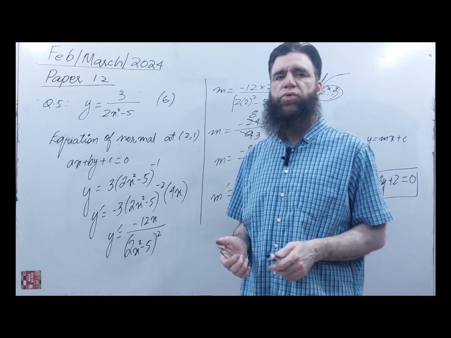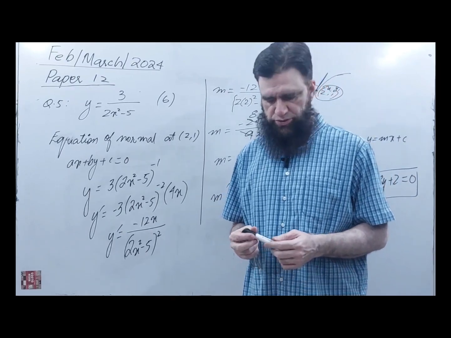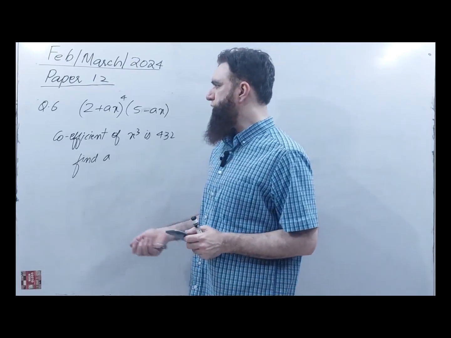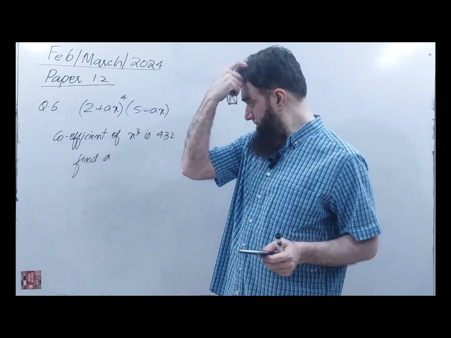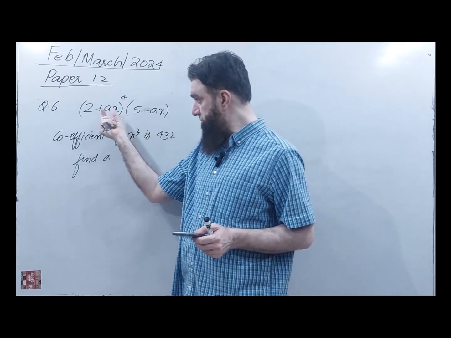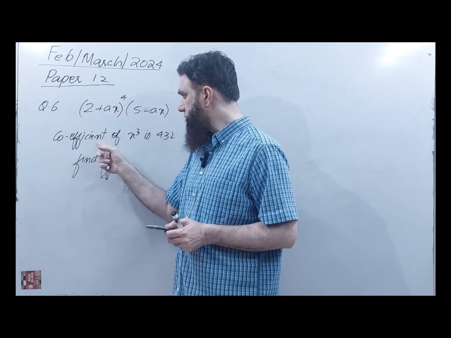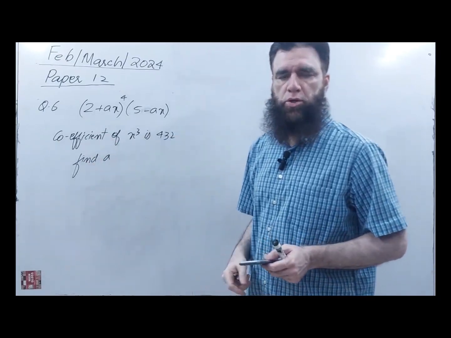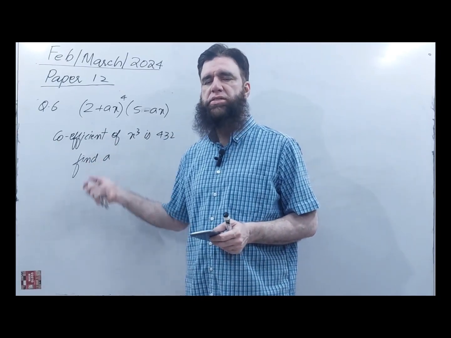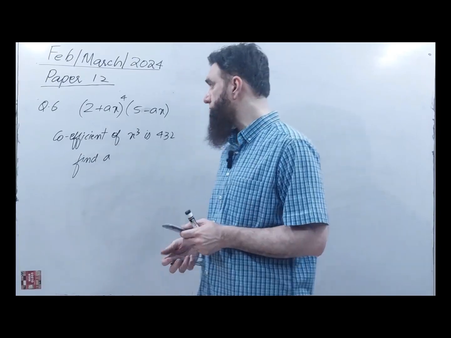So this was question number 5. We move to question number 6. Okay guys, in question number 6, you have been given 2 brackets. And it is given that when you expand these two and multiply, the coefficient of x cube is 432, find A. Looking at this question, you must have realized that this is from binomial expansion.